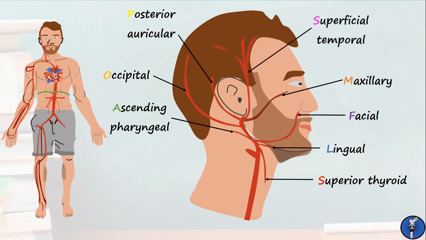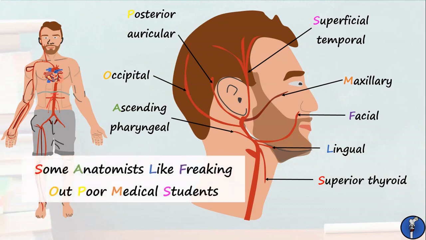The mnemonic we'll use to remember this is: Some Anatomists Like Freaking Out Poor Medical Students. This is very true, and it should help you remember it when it comes to revision time.